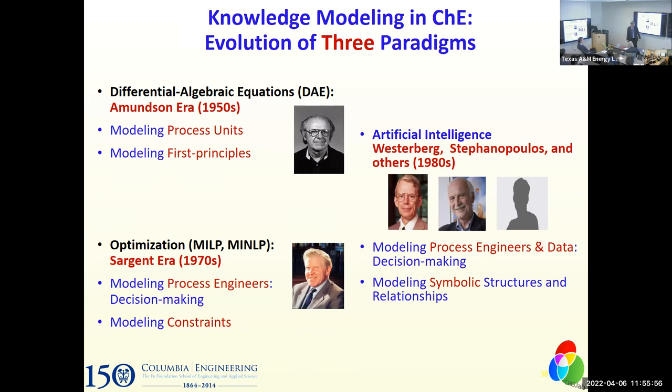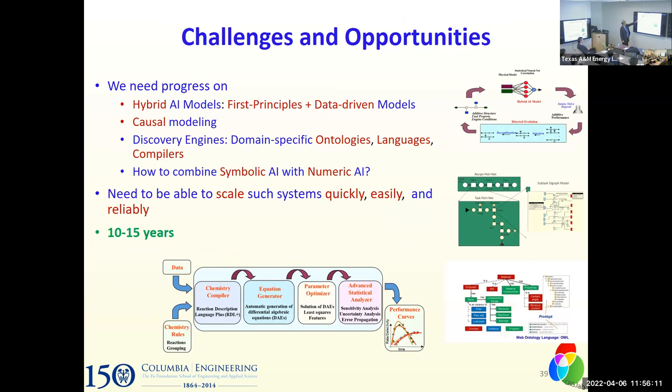The new thing here is, how do you model symbolic structure? That is what is behind the taxonomy and all these ontologies and so on. The challenges and opportunities are, as I said, there are easy problems, so don't worry about them. Focus on the hard and harder ones, which are hybrid AI, causal model-based AI, and building these kinds of ontologies, languages, and compilers. I think this will take another 10 to 15 years to do routinely.